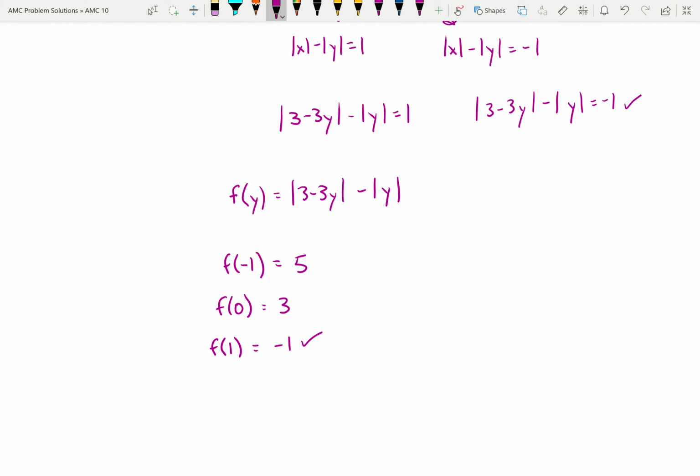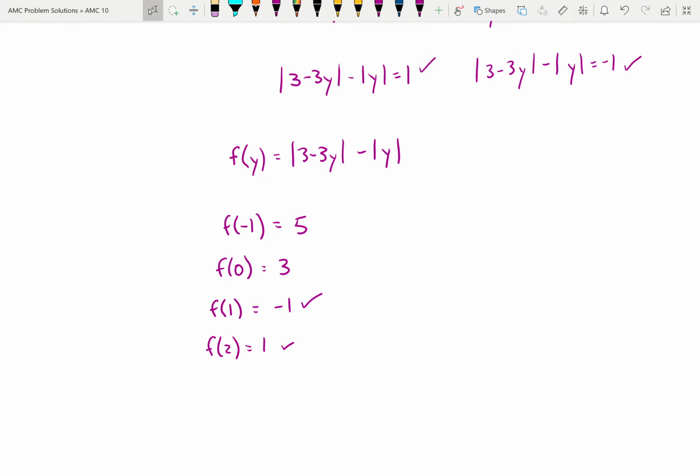And I'm going to keep going to see if I get more solutions. So f of 2, I'll plug that in. And when I plug in 2, I get 1. So that's a solution right there. And I'm going to plug in f of 3. And when I plug in 3 in there, I get 3. And I'll notice when I keep going, plug in 4, I get 5. And the numbers are going to keep increasing like that as I increase the value of y. So I notice I have two solution pairs here when y equals 1 and when y equals 2.